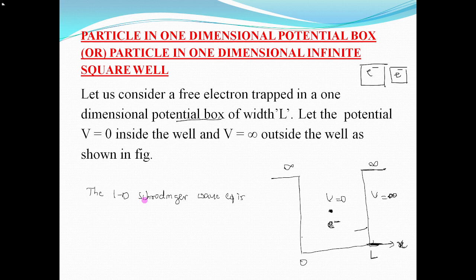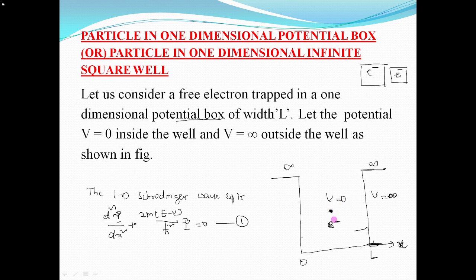For that purpose we consider the one-dimensional Schrodinger wave equation. So what is the one-dimensional Schrodinger wave equation? d squared psi by dx squared plus 2m into (E minus V) by h cross squared psi is equal to 0. This is equation number 1.